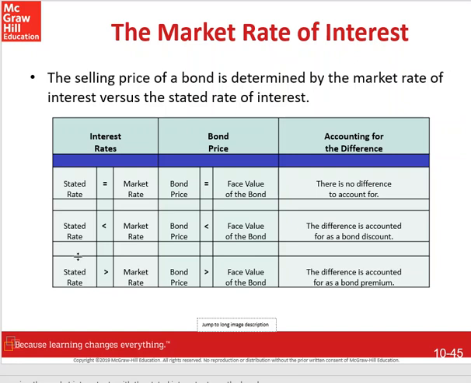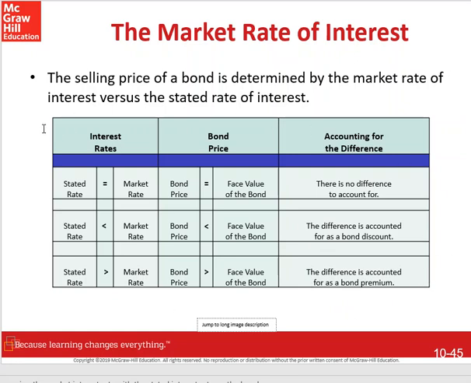On the other side, if our stated rate of interest is greater than the market rate, what other people are offering, then our bond is going to be in high demand, and we can increase our bond price so that it's above the face value of the bond, which will result in a bond premium. And again, we'll have to amortize that bond premium over the life of the bond. So that's all that this table says.